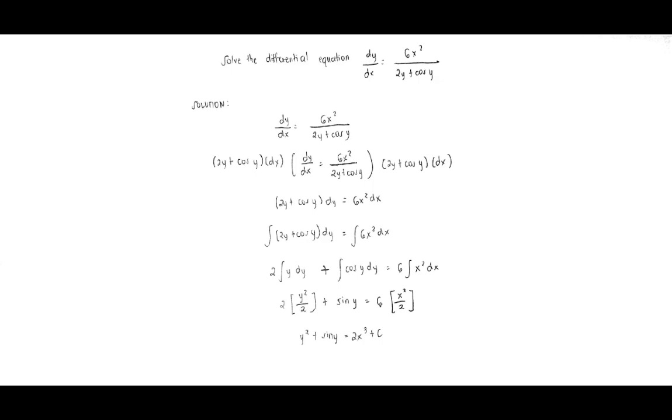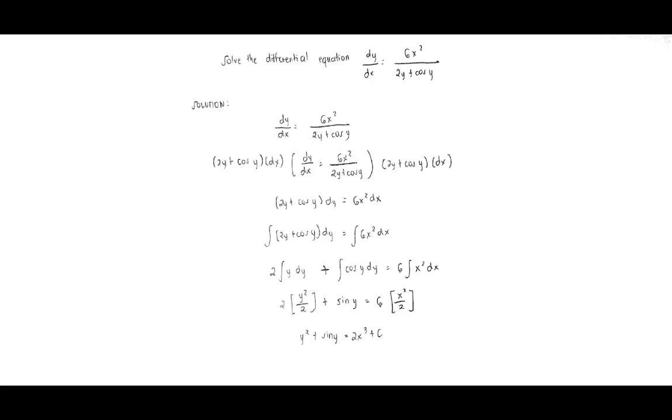Now for our second example, we have: solve the differential equation dy/dx equals 6x squared over 2y plus cosine y. We write the equation in terms of differentials and integrate both sides, same as we did earlier. So we have dy/dx equals 6x squared over 2y plus cosine y.